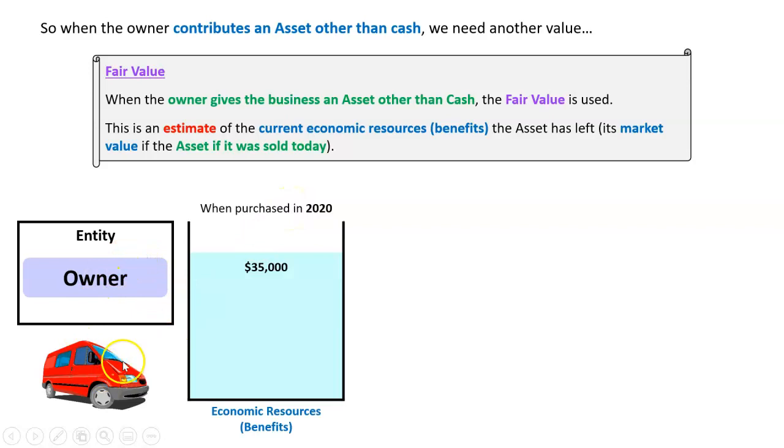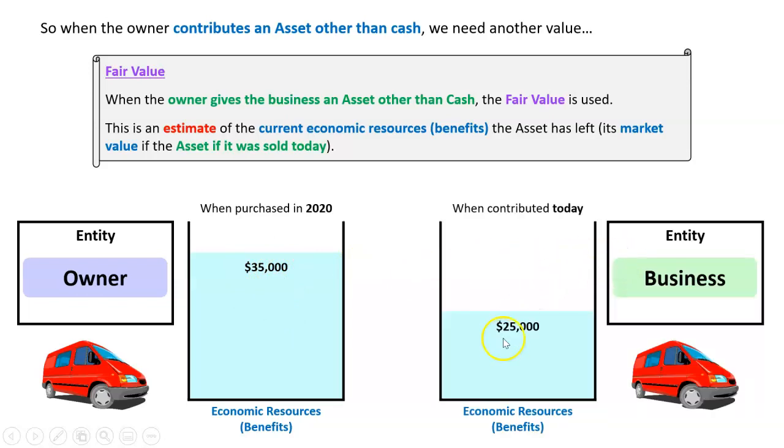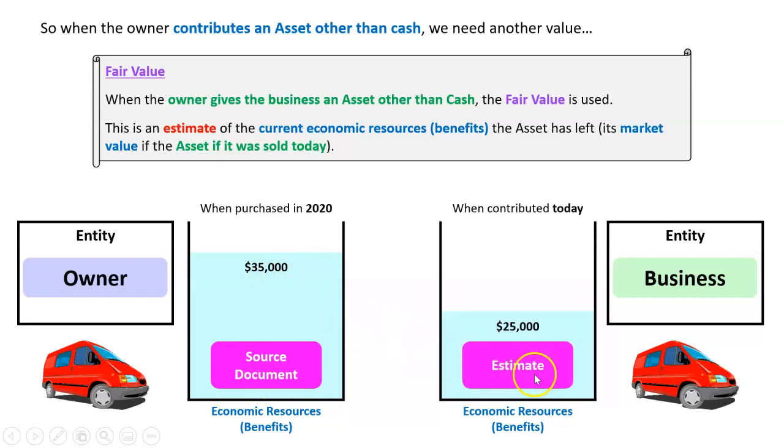So let's go back to that example. We've got the owner as an entity with the van. They bought it in 2020 and they paid $35,000, so it's reasonable to assume the economic resources or benefits of that van were $35,000. But let's say today, the owner thinks that there's probably about $25,000 worth of economic benefits left, that's probably what they could get for it if they sold it today on the market. So we need to factor in this value here, which is called the fair value. The issue is that we have a source document to prove the $35,000 from 2020, but this one here is an estimate. So that's good and bad. We're going to have some issues with that.